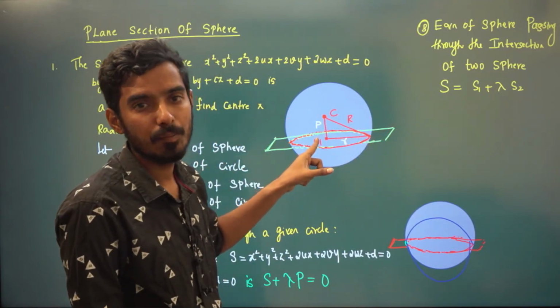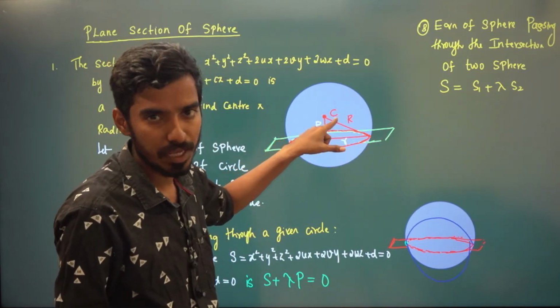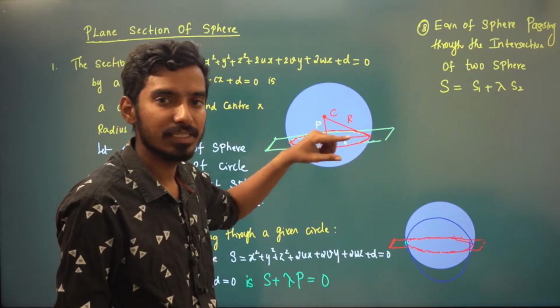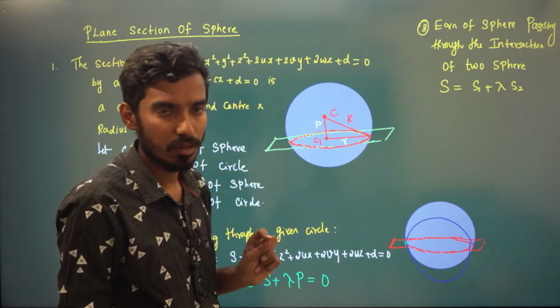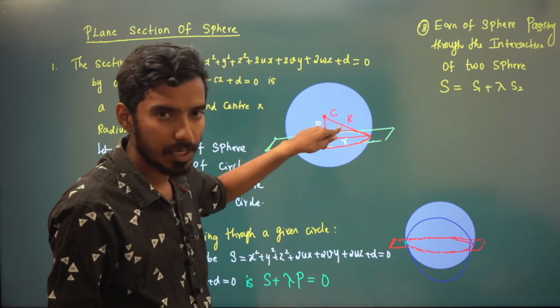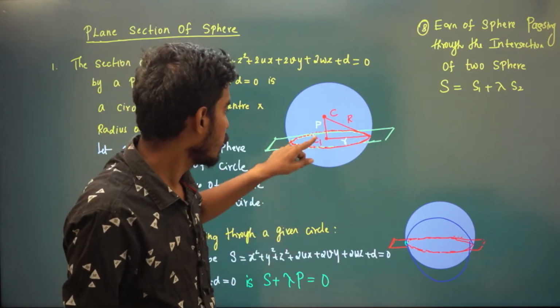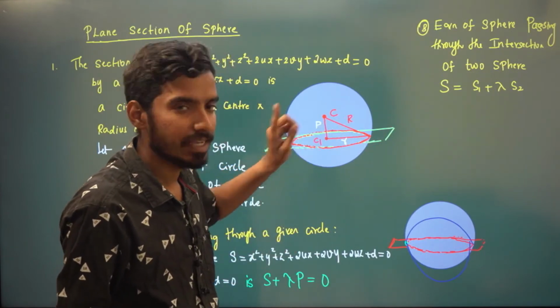You can easily find p using the perpendicular distance formula, because you already know the center of the sphere and the radius of the sphere, which you can easily find from the question itself. After that, you can easily find p. So p you can easily find, and capital R you can easily find. Now to find small r, you can apply the Pythagoras theorem: p squared plus r squared is capital R squared.